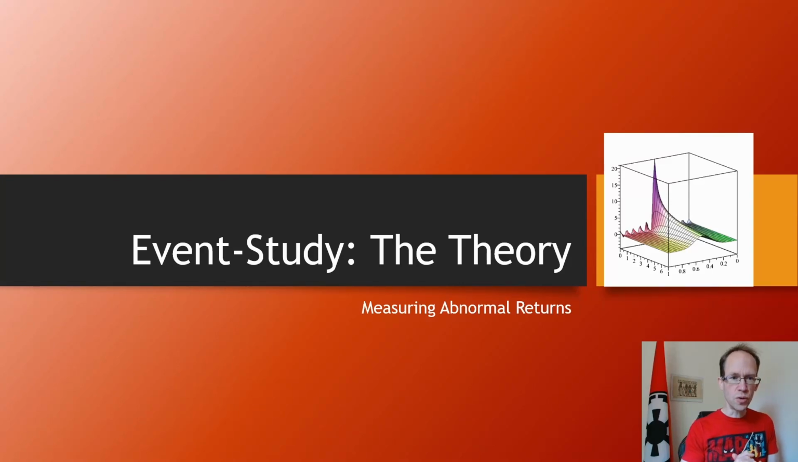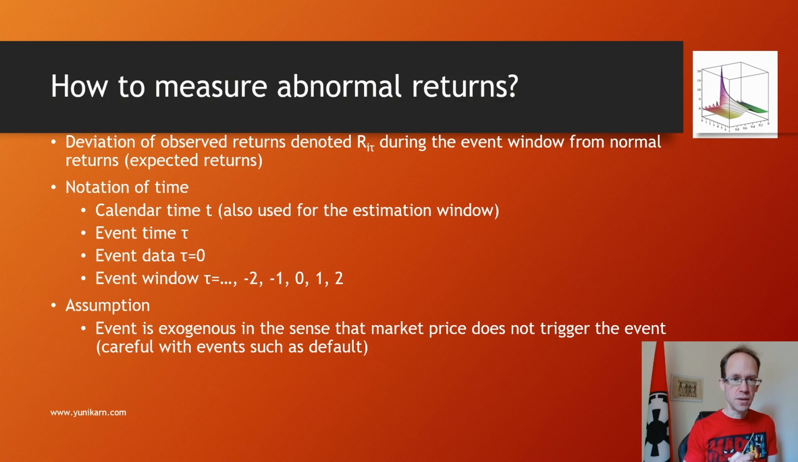This video goes a bit deeper into event studies. We will introduce some notation and derive the statistical properties of abnormal returns. Abnormal returns are deviations of observed returns, denoted R_i,tau, during the event window from normal returns or expected returns.